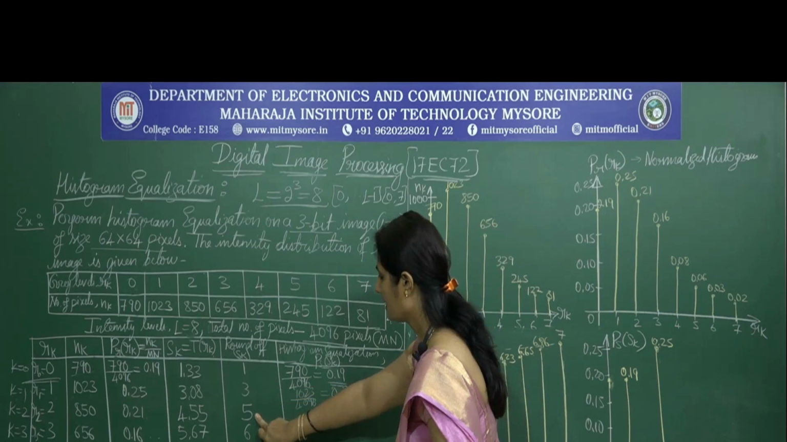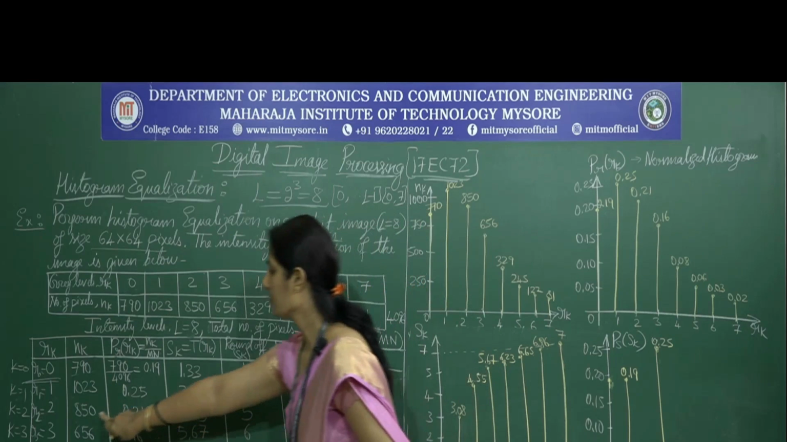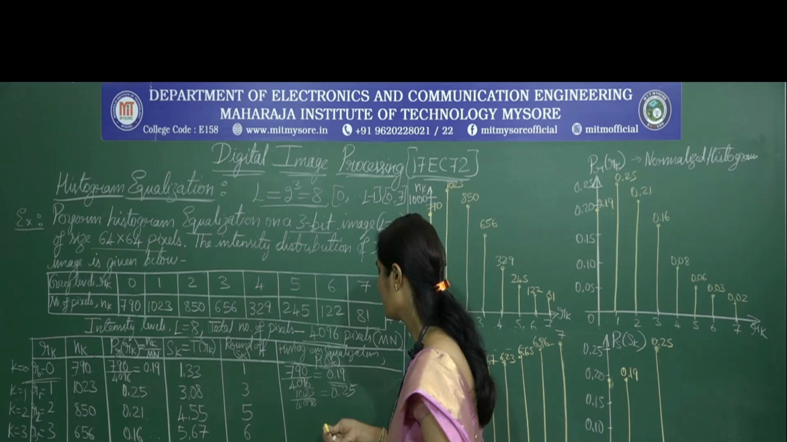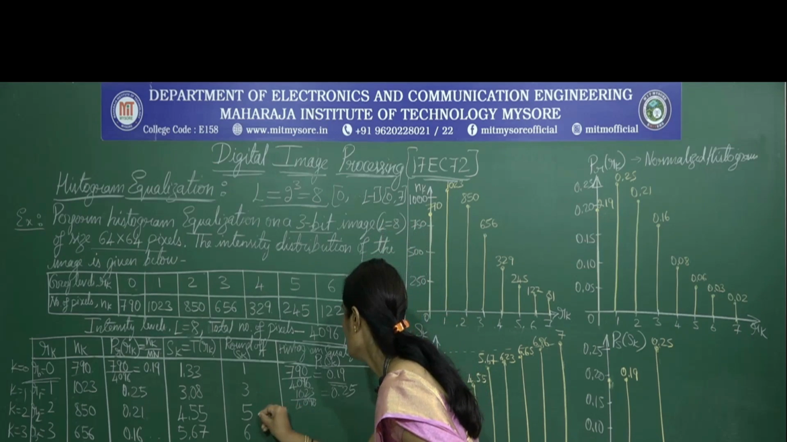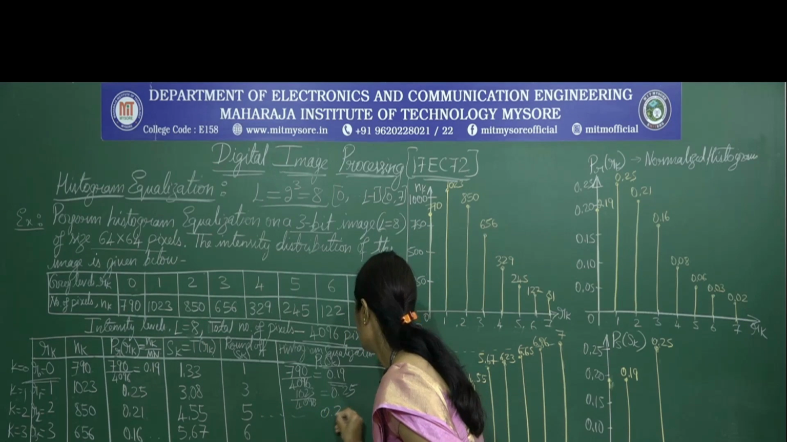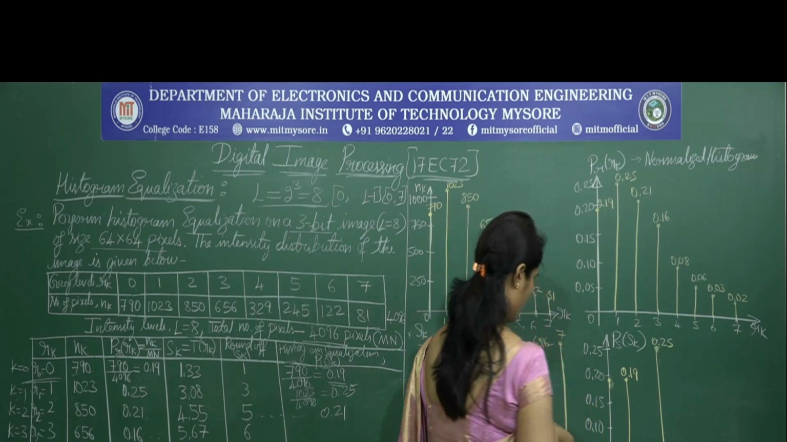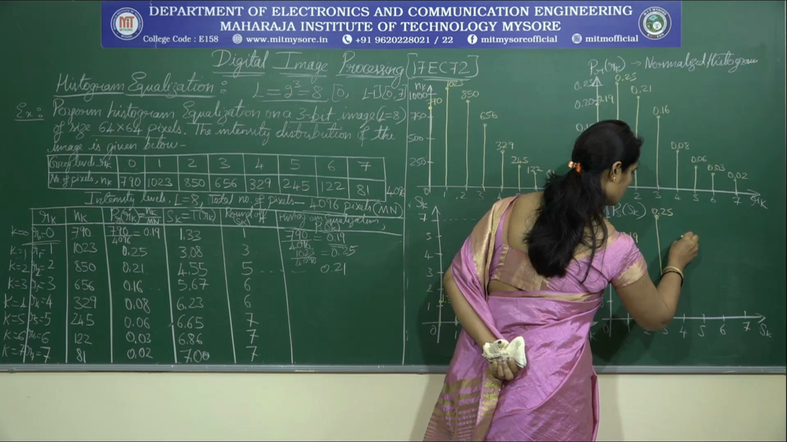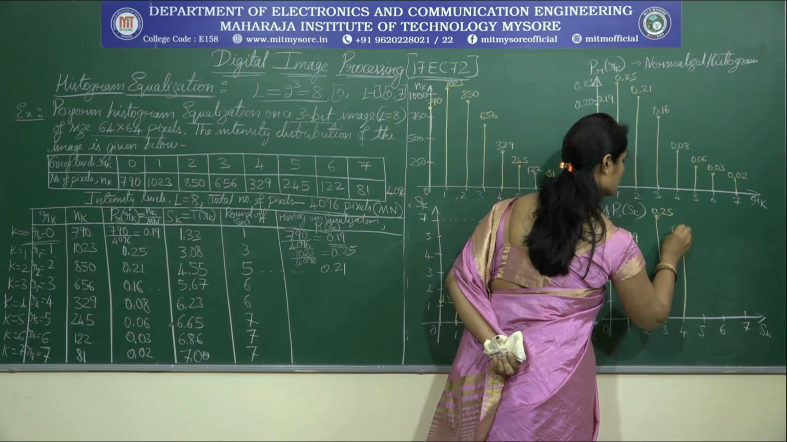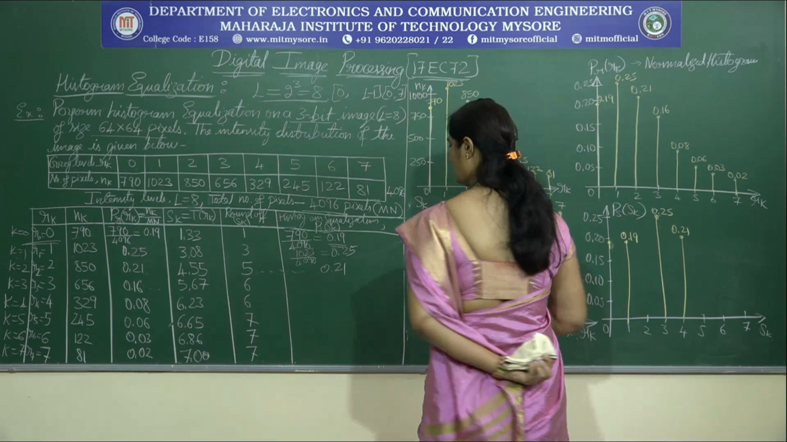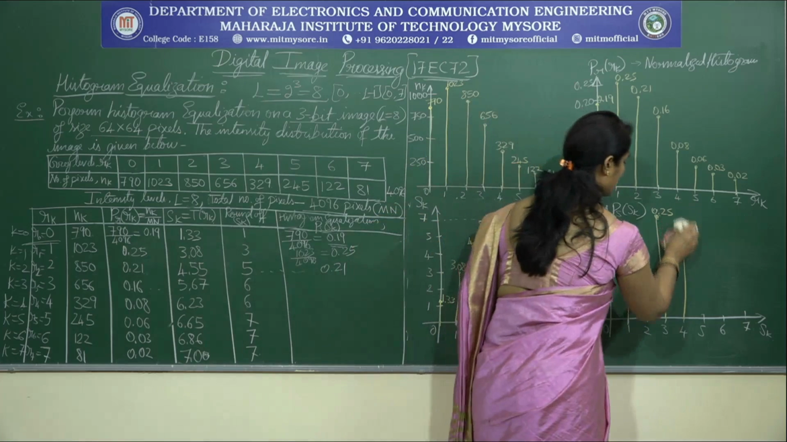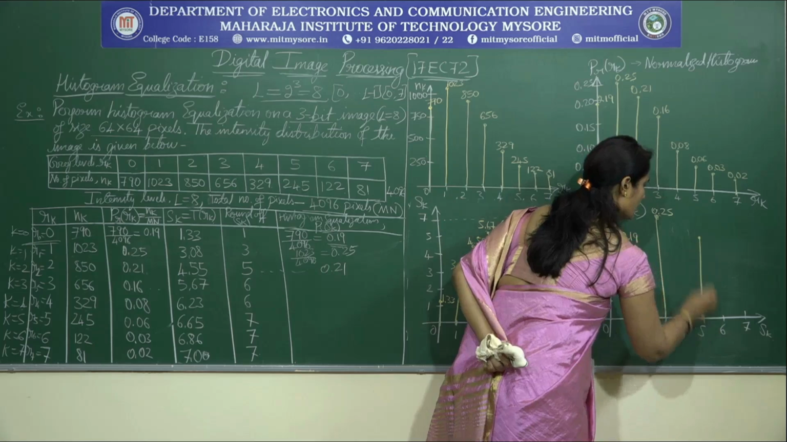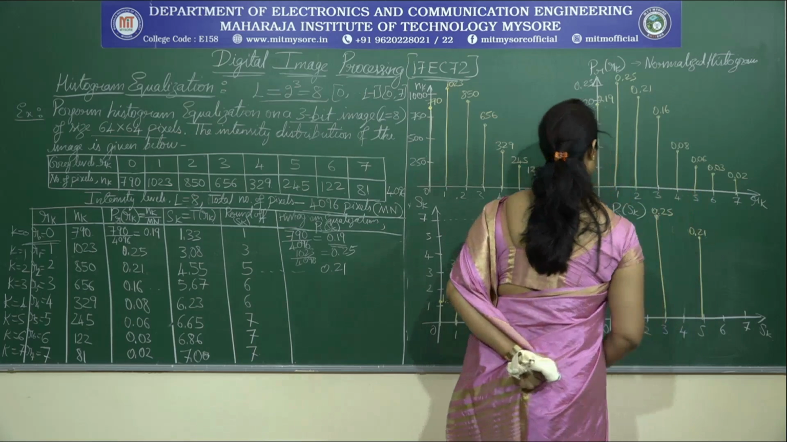Now when Sk is equal to 5, this is equal to 850 divided by 4096. That results in 0.21. So when Sk is equal to 5, its amplitude is 0.21.